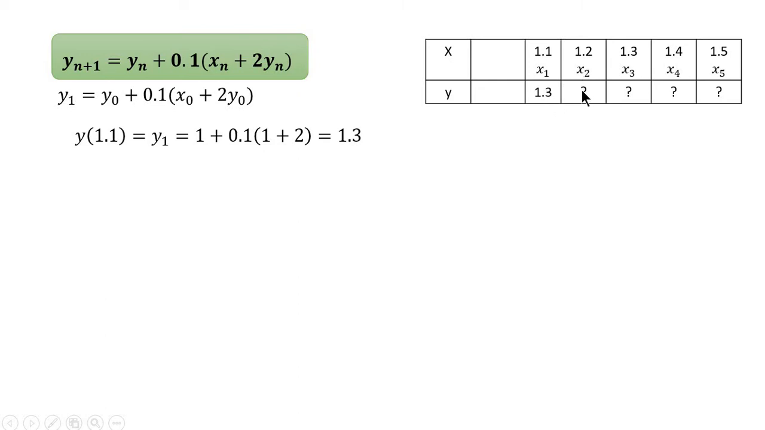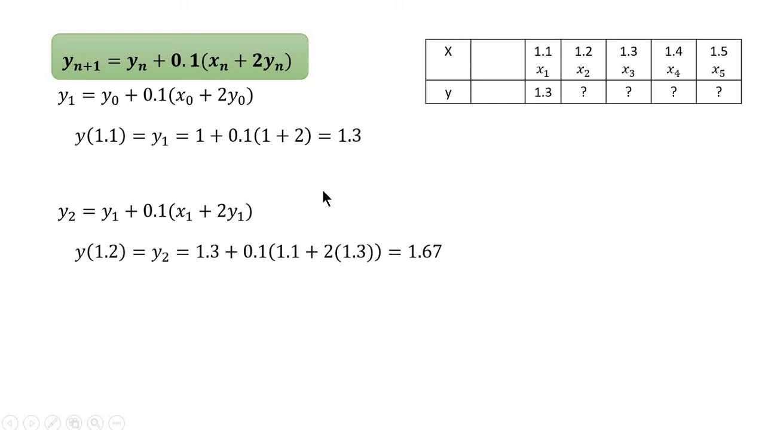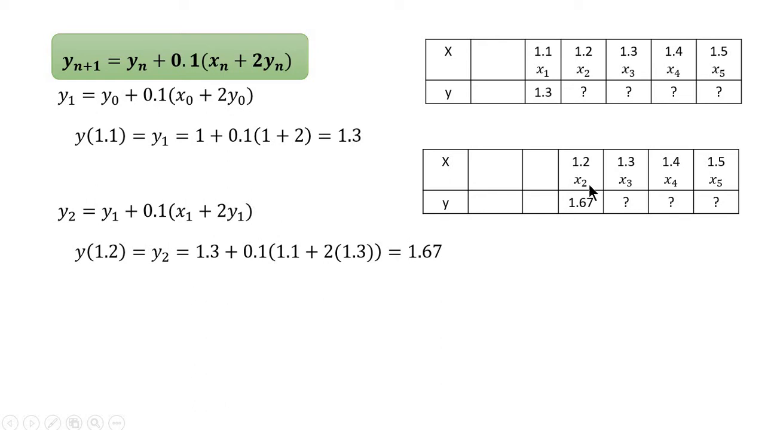Now to compute the next values, I am going to use these values. So x1 is 1.1 and y1 is 1.3. Now we can find y2 is y1 plus 0.1 into x1 plus 2y1. Use these values x1 and y1 in this formula. So we get y at 1.2 is 1.67. Okay, so I am going to update the table now. So when x2 is 1.2, y2 is 1.67.